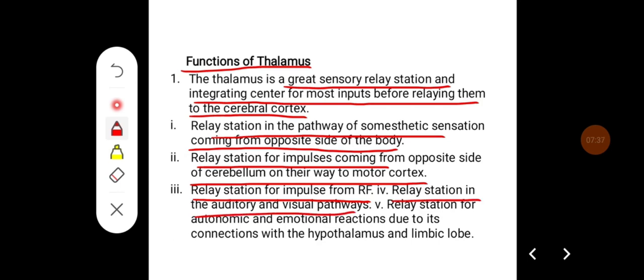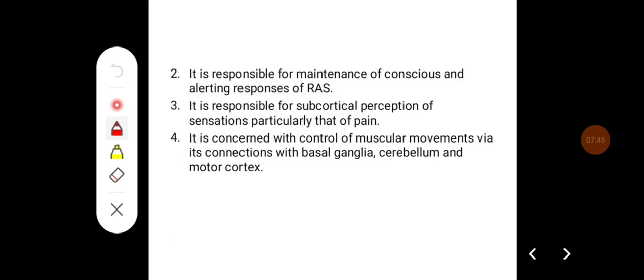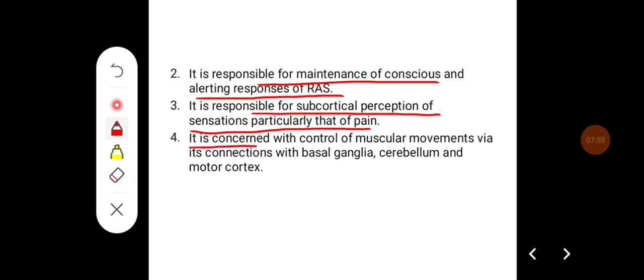It is also a relay station for autonomic and emotional reactions due to its connections with the hypothalamus and limbic system. It is responsible for maintenance of consciousness and the alerting response of the reticular activating system. It is responsible for subcortical perception of sensation, particularly that of pain. And it is concerned with control of muscular movements via its connections with the basal ganglia, cerebellum, and motor cortex.